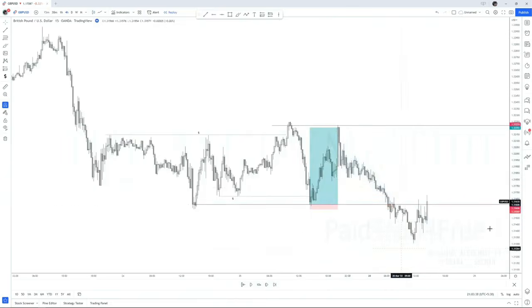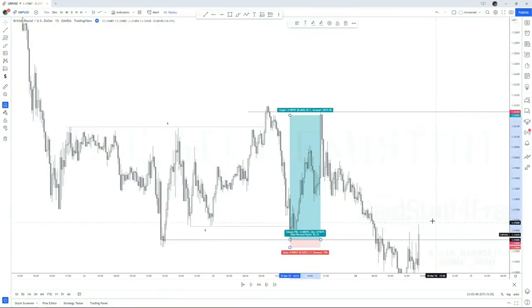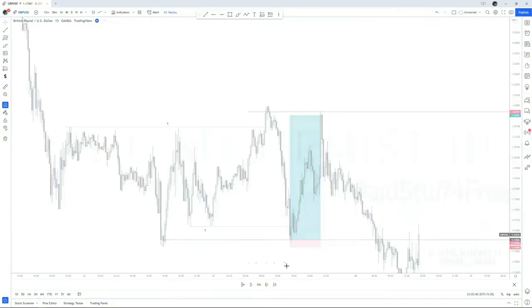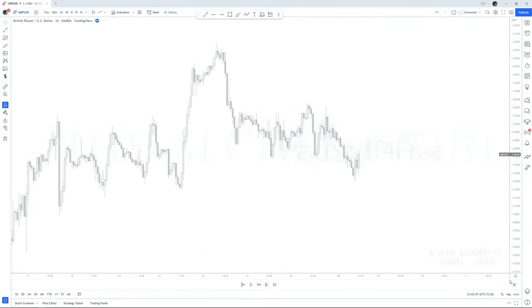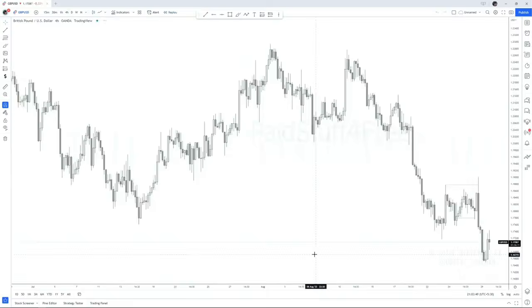Look at this. You can see how clean that is, right? So that's more than enough. If you risk 1%, you have 16%. I don't risk 1%, but yeah. So that's that. Let me show you some more.